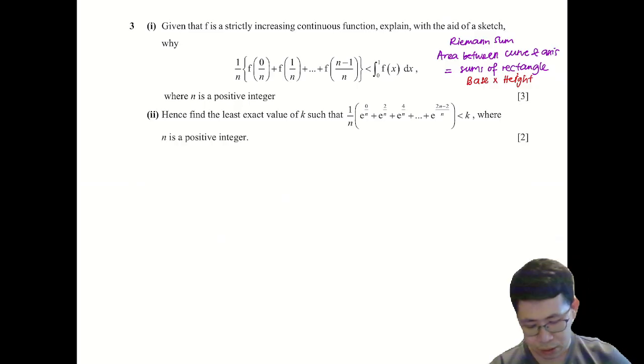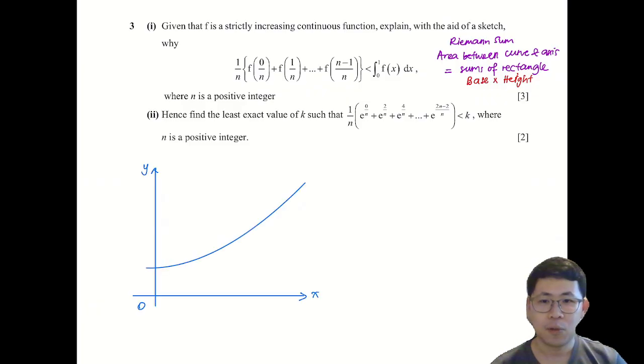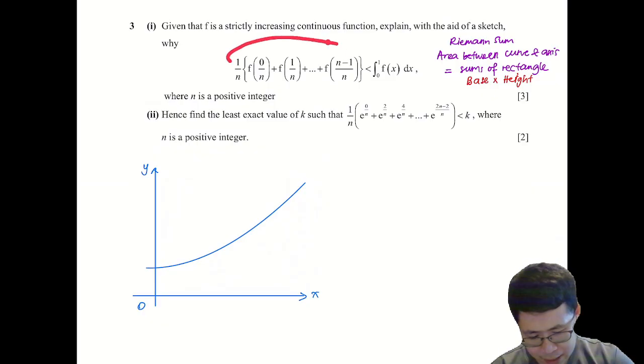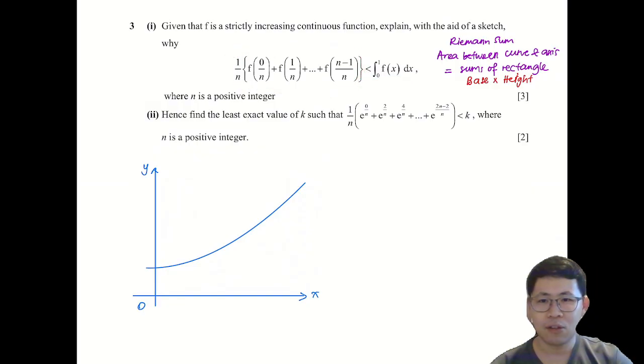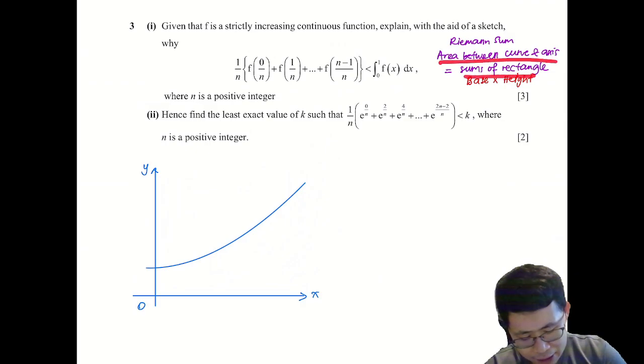So let us do the sketch first. This would look like a strictly increasing function. It just increases. Why is this less than this over here? Let's not worry about this idea first. Worry about the less than first.